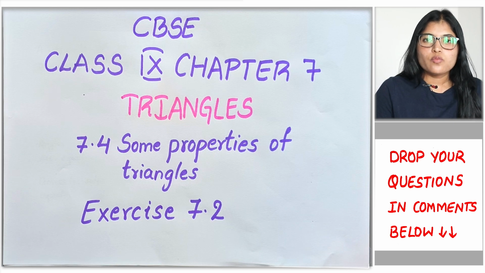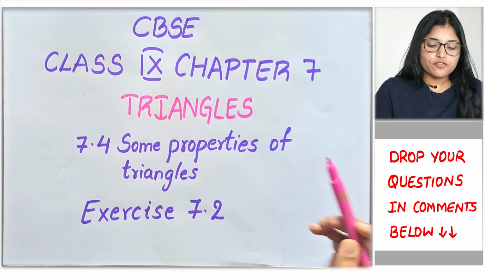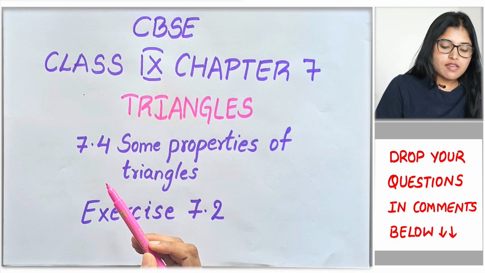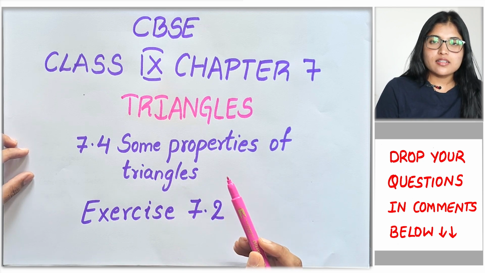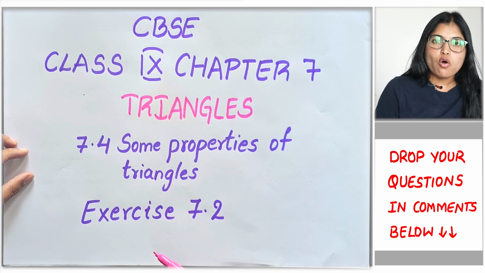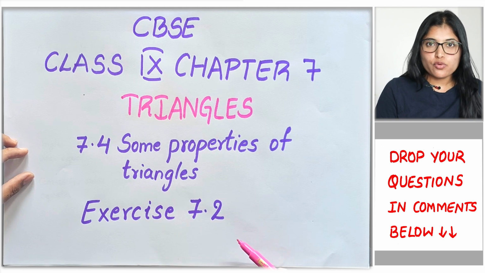In this video, we will be covering part 2 of chapter 7 Triangles, which is 7.4, Some Properties of Triangles, of class 9 math of CBSE syllabus. We'll also be covering exercise 7.2 questions.